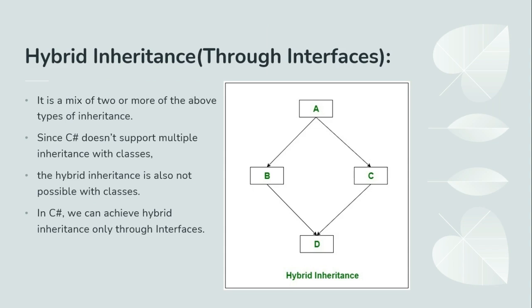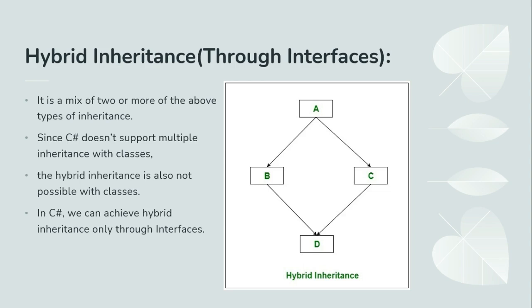Apart from that, we have one more type of inheritance, that is hybrid inheritance. The same thing, it will be implemented through interfaces only, and it is basically a mixture of two or more of the other types of inheritance.